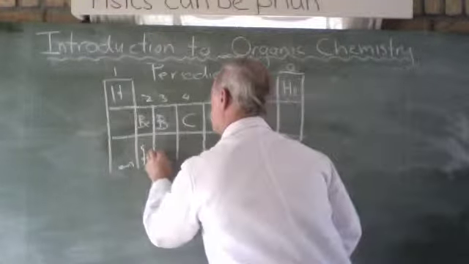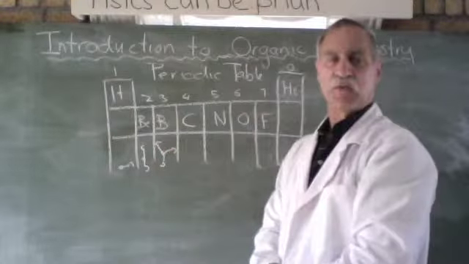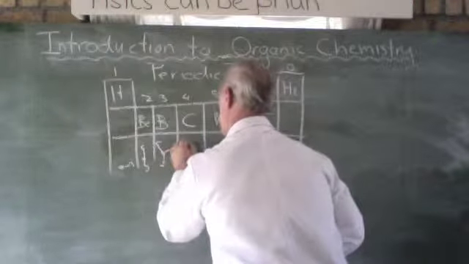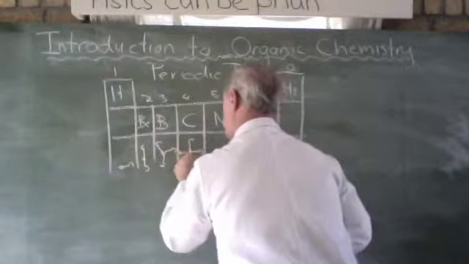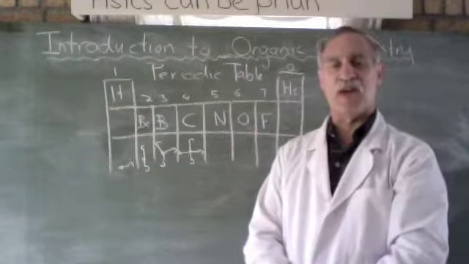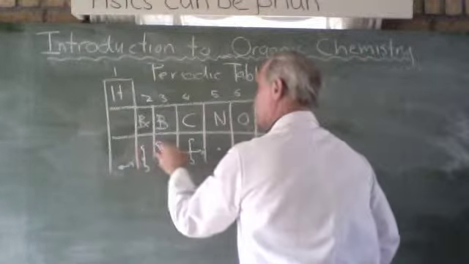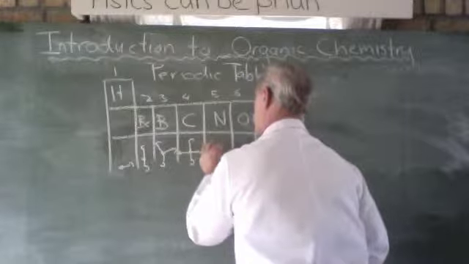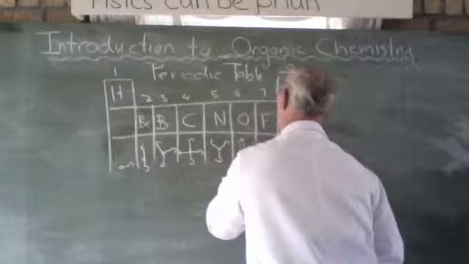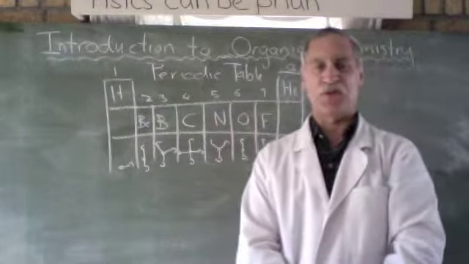And all elements in group 3 have three hooks, and we can imagine them forming three bonds. And all elements in group 4 have four hooks, and we can imagine them forming four bonds. So how many hooks do you think those in group 5 have? No, three hooks. So it goes 1, 2, 3, 4, then 3 hooks in group 5, 2 hooks in group 6, 1 hook in group 7, and no hooks in group 0.